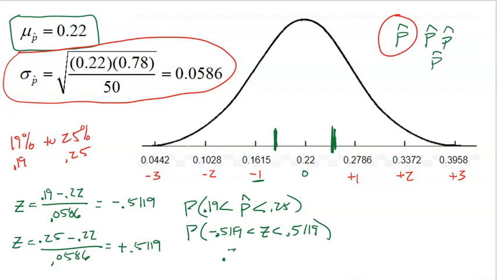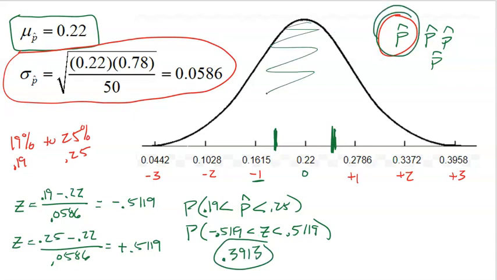Okay, 0.3913. So there's about a 39% probability that any random p hat I grab is going to fall in that range of 19% to 25%. Okay, so hopefully that makes a lot of sense, right? And the picture allows us to see that.